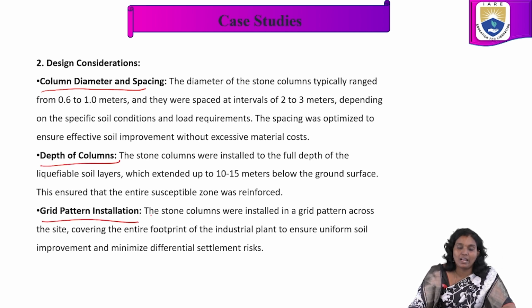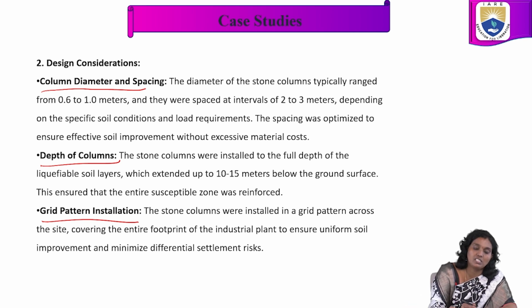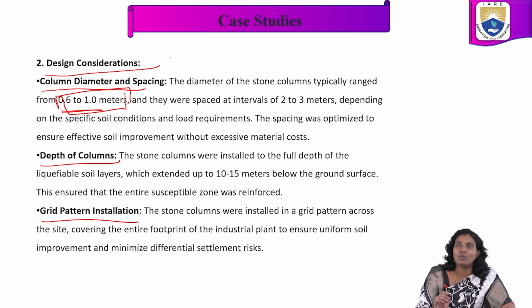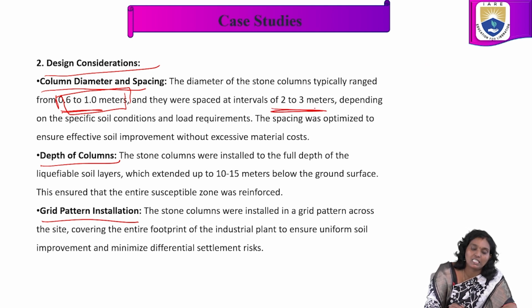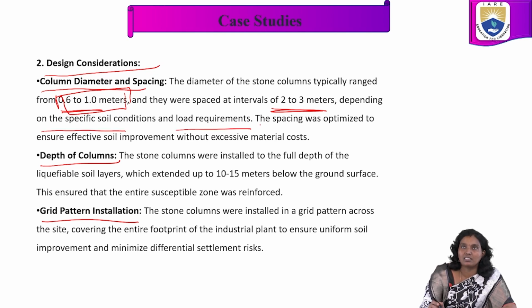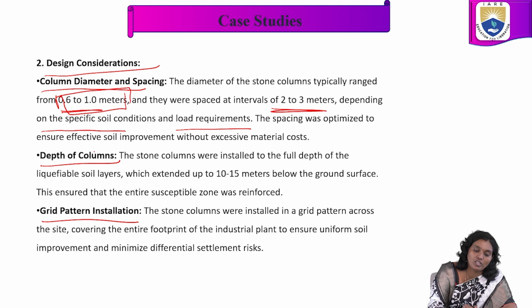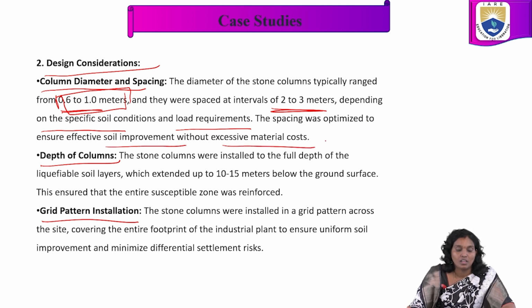In column diameter, the diameter of the stone columns typically ranges from 0.6 to 1 meter. How much we consider depends upon the stone column diameter involved, and they were spaced at intervals between 2 to 3 meters depending on the specific soil conditions and load requirements. The spacing was optimized to ensure effective soil improvement without excessive material cost.